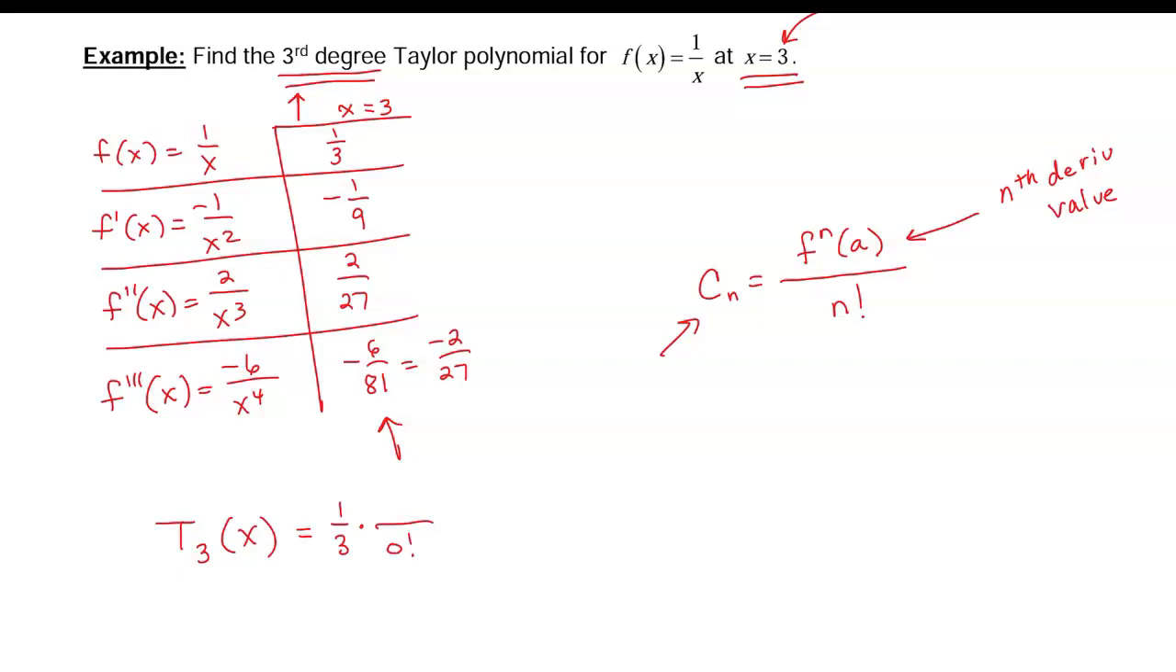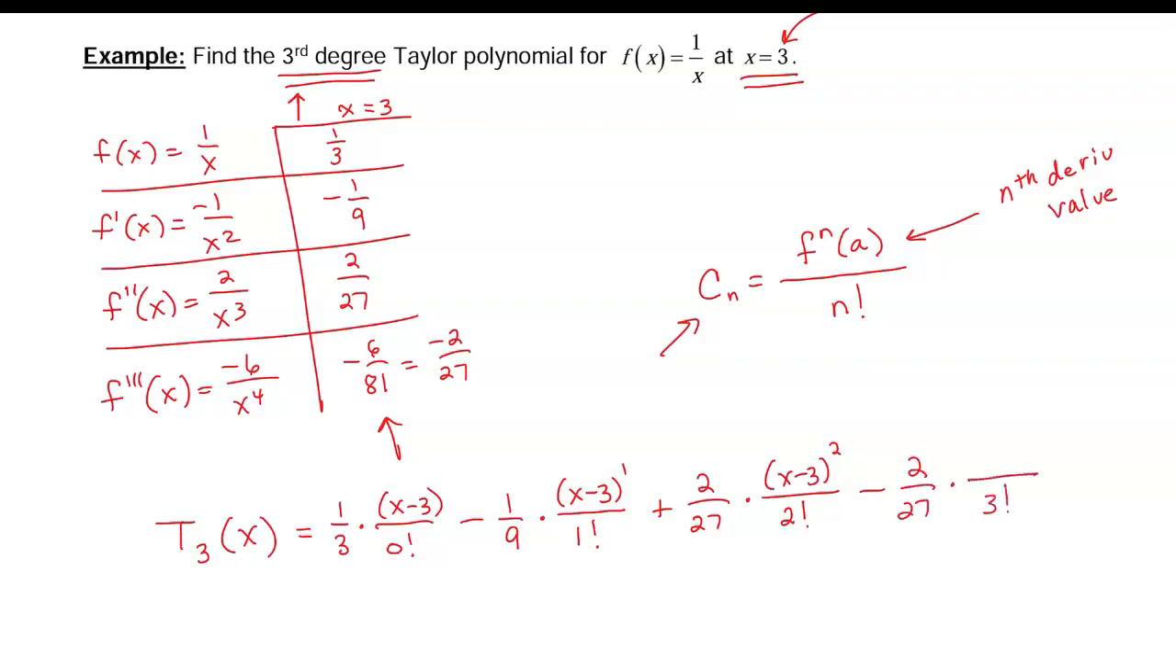And don't forget the x component of the term. And you're not just going to write an x, you're going to write x minus 3 because it's centered at 3. Next is the coefficient of the first derivative term, so that's negative 1/9 times 1 factorial on the bottom. And don't forget the x minus 3 to the first power on the top. Next is plus 2/27. The 2 factorial on the bottom and x minus 3 squared is on the top. And then minus 2/27 times 3 factorial on the bottom and x minus 3 cubed on the top.